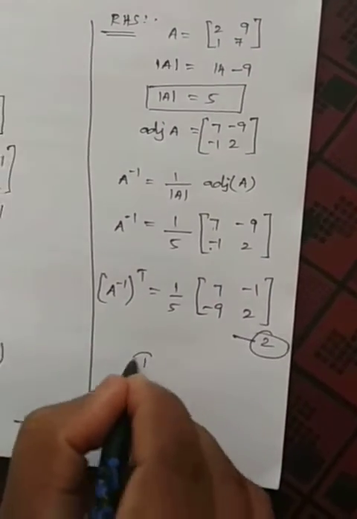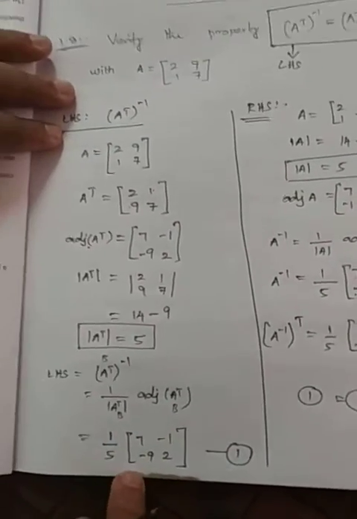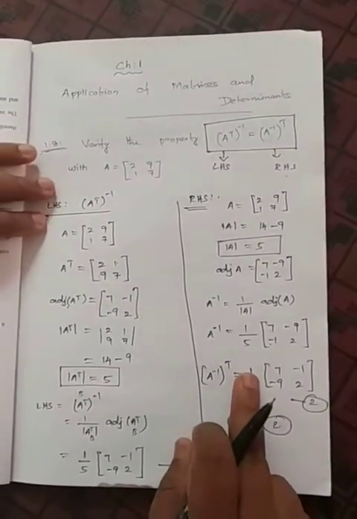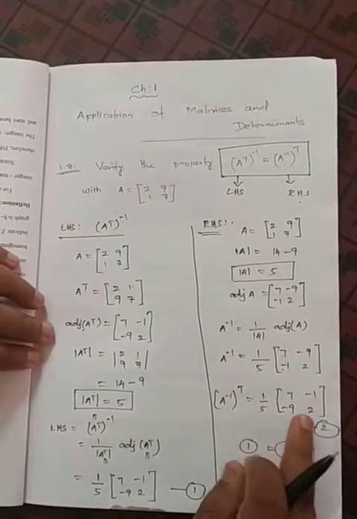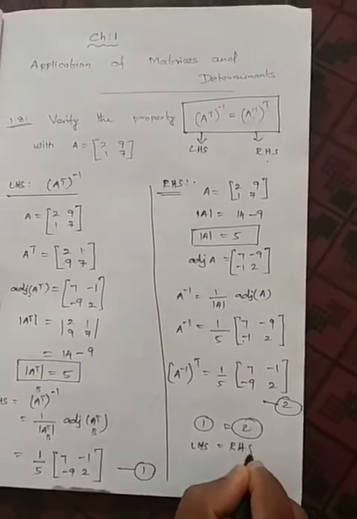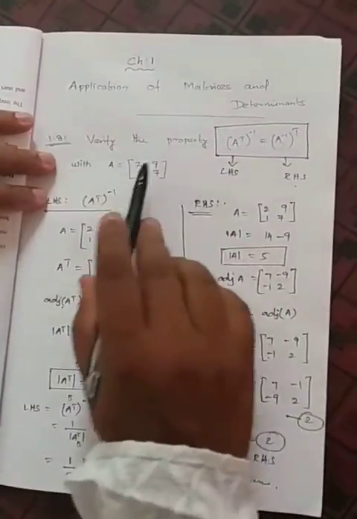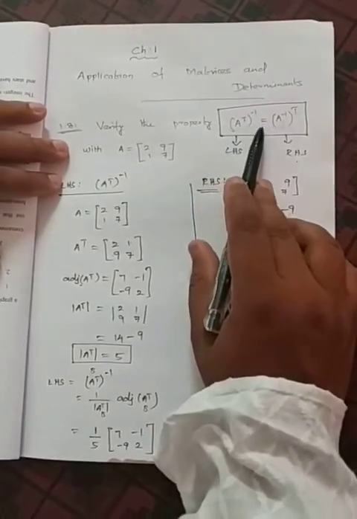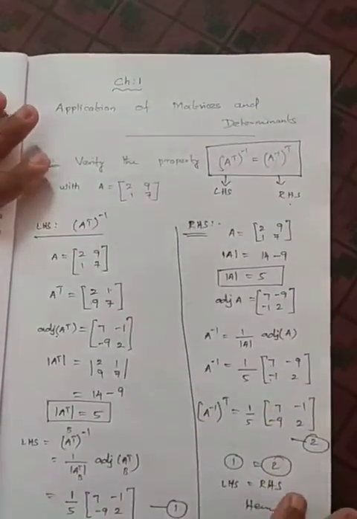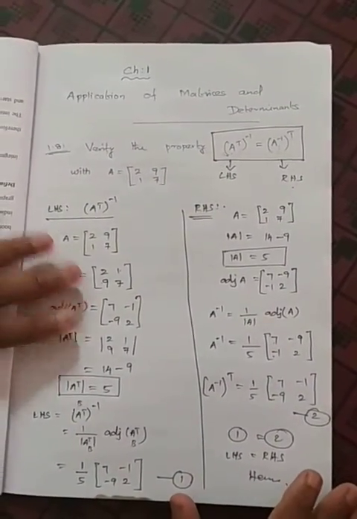You can look here, 1 and 2 are the same. That is here 1 by 5, 7, minus 1, minus 9, 2. Here also what is that? 1 by 5, 7, minus 1, minus 9, 2. So here LHS equals RHS. Hence the proof we have verified. So to verify this, A transpose whole inverse equals A inverse whole transpose, we have verified. That is the first problem we have done.